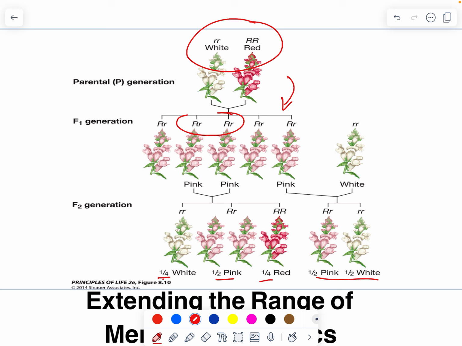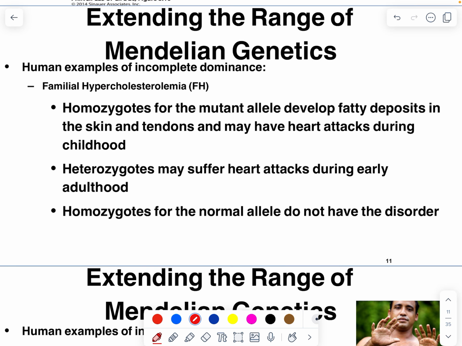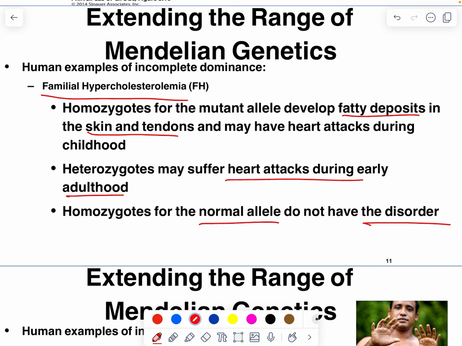1 white, 2 pinks, 1 red on paper, right? On paper. And so human examples of incomplete dominance: familial hypercholesterolemia, where homozygotes develop really fatty deposits in the skin and tendons, and have heart attacks during childhood, which is super obviously sad. Heterozygotes may suffer heart attacks during early adulthood, and homozygotes for the normal allele do not have the disorder.